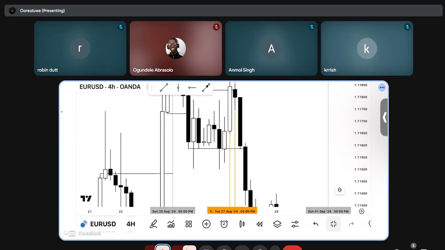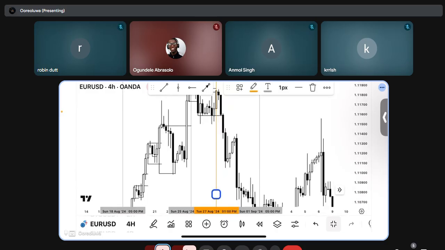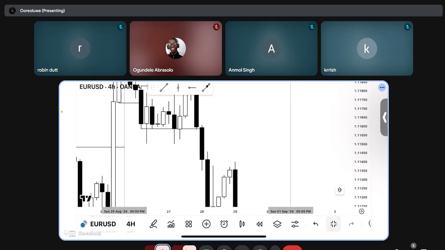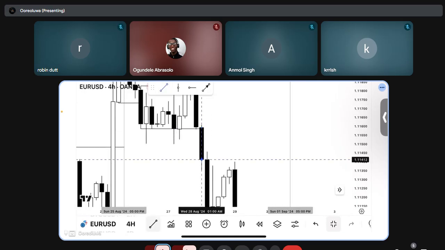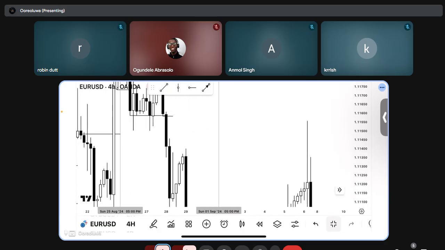Okay, this one closed below it, right? This one closed below. Okay, it's not balanced, but this is where we start reading the price from. So it closed below. Close below this particular candle, this one. Close below. Right. This one. Close below. Close below.